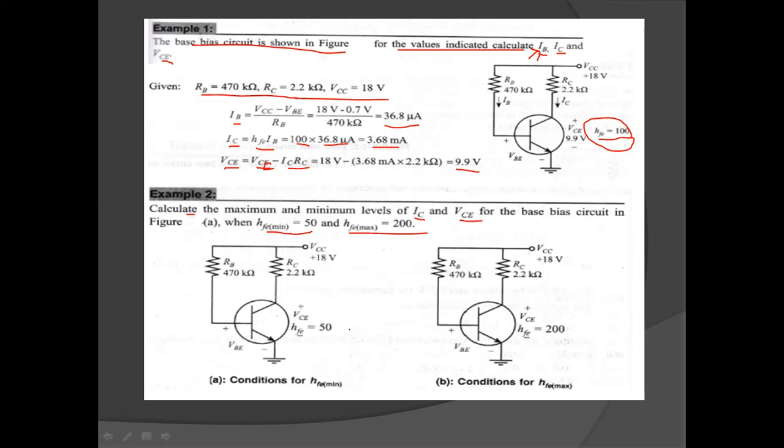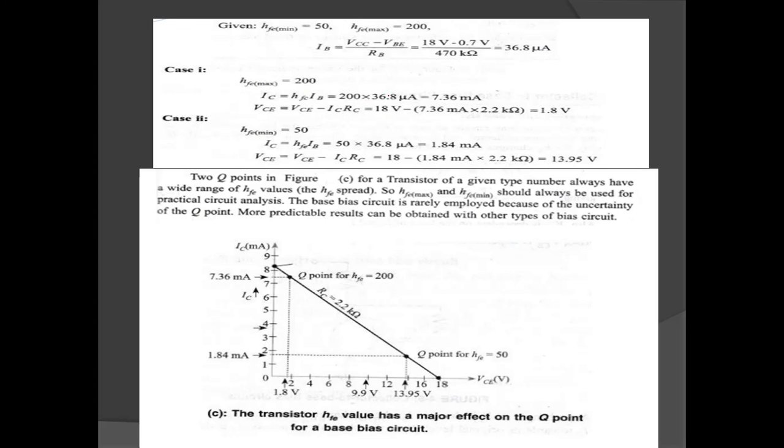Okay, so this is the circuit. We have to find out the values of IC and VCE for two cases, that is, when minimum gain and maximum gain. The given values are HFE minimum is equal to 50 and maximum is equal to 200.